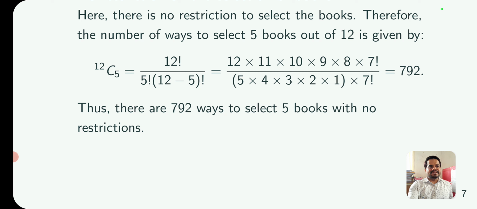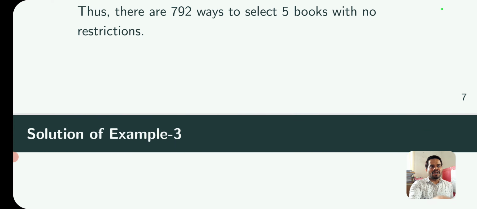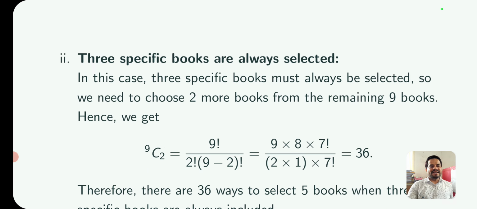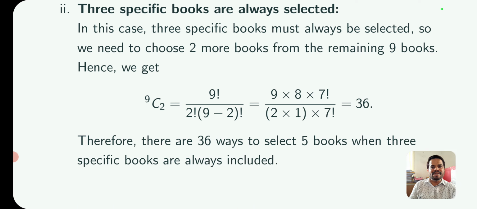Now the next case is that 3 specific books are always selected. In this case, the 3 specific books must always be selected. It means that we need to choose 2 more books from the remaining 9 books. Why? Because the total number of books we have to select is 5, but 3 specific books must always be selected, so we choose 2 more books from the remaining 9 books. It is 9C2 ways, and therefore there are 36 ways to select the 5 books when 3 specific books are always included.